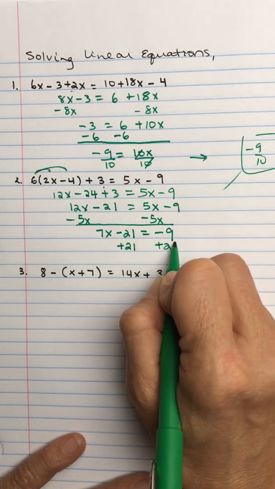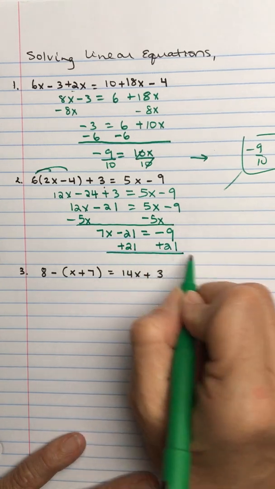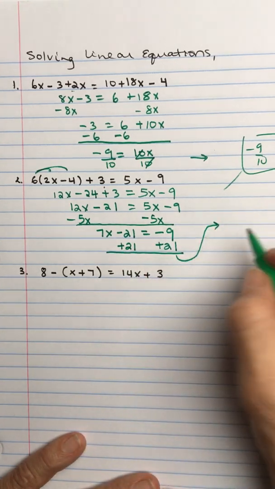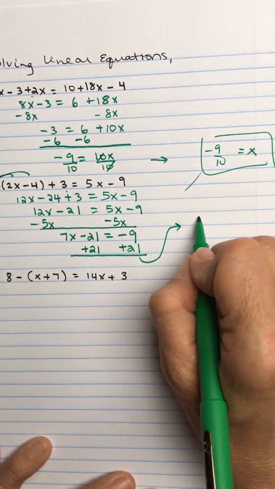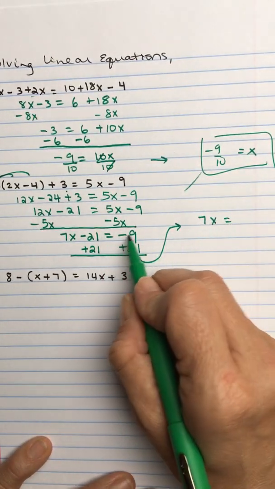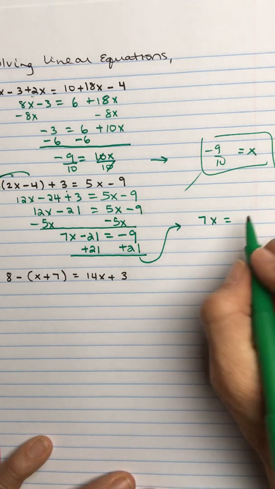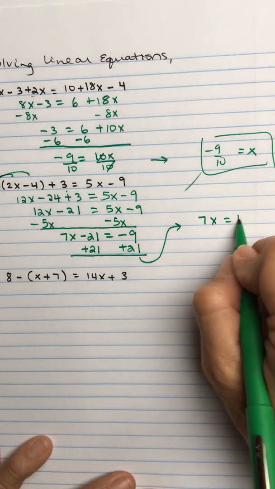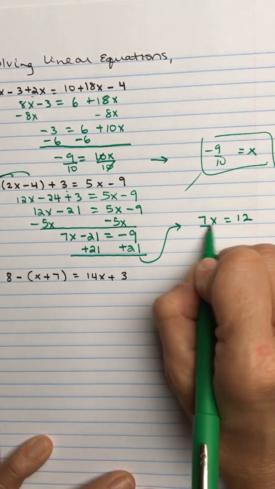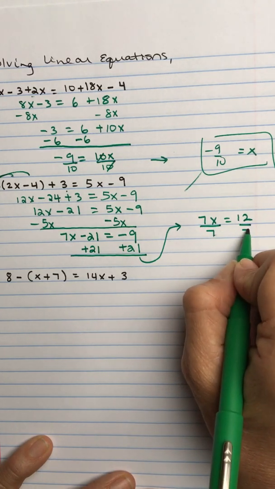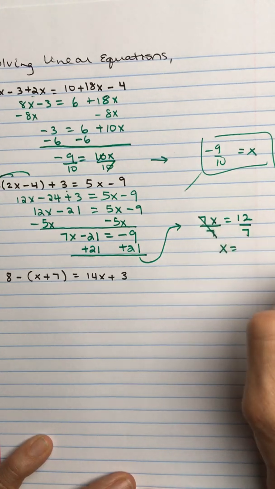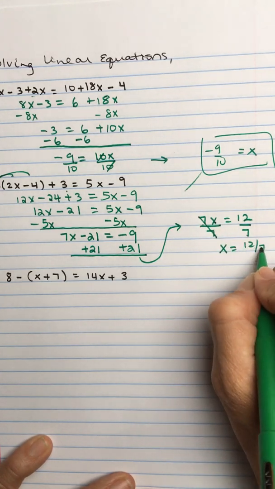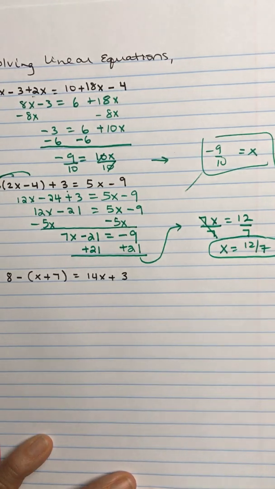And then I do the same thing to the right to stay balanced. So I have 7x on the left. And on the right, I have negative 9 plus 21. That looks like 12. And then to finish, we would divide both sides by that x coefficient, which is 7. The reason we're dividing is that the 7 and x are attached with multiplication. So 12/7.